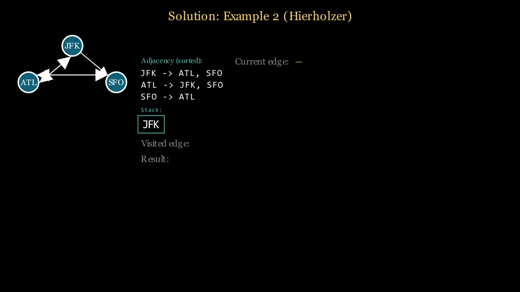We start at JFK. We push JFK onto the stack, so the stack already has JFK in it. From JFK we have ATL and SFO. We choose ATL first because it's lexicographically smaller. We follow the edge and push ATL onto the stack.